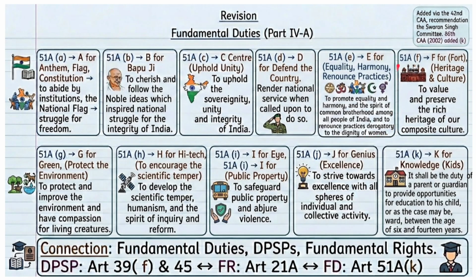Next is F. F you can remember as F for fort. Fort means to preserve our heritage and culture, to value and preserve the rich heritage of our composite culture. Next is G. G you can remember as G for green. Green means environment. So, to protect and improve our natural environment and also have compassion for living creatures.